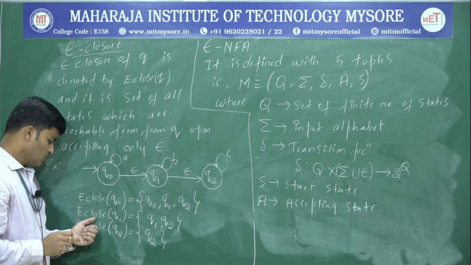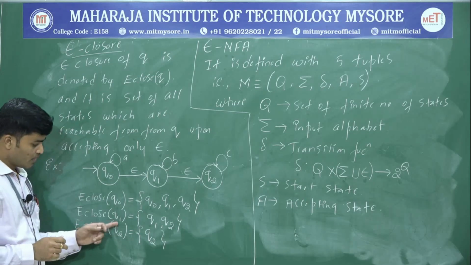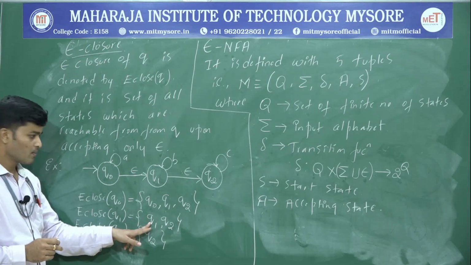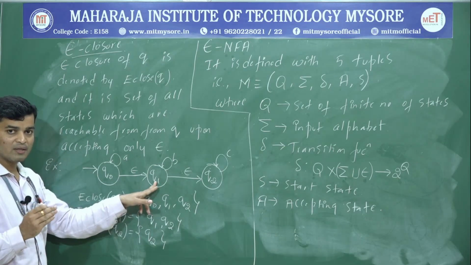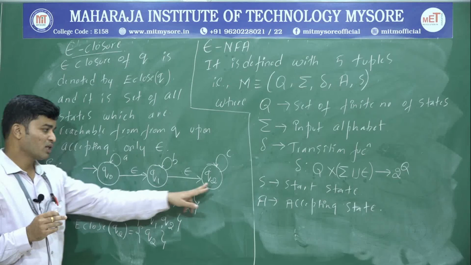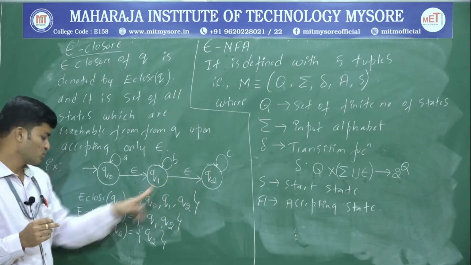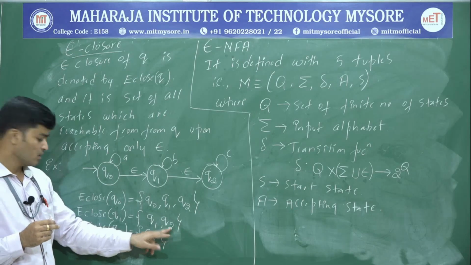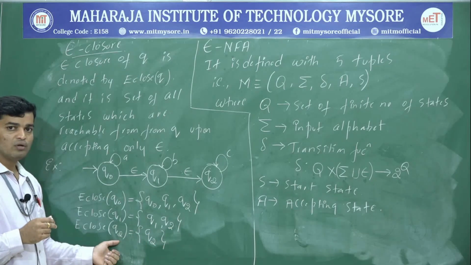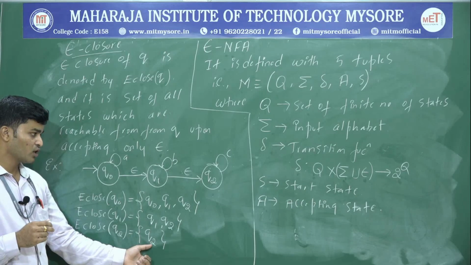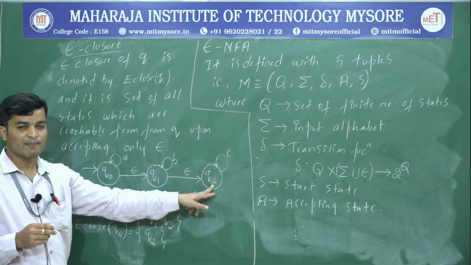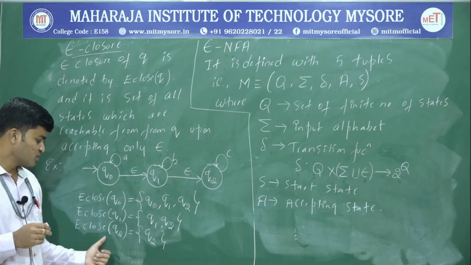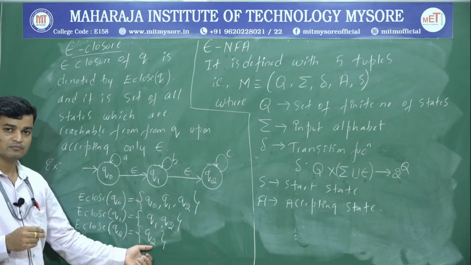Okay. In the same way, what is E closure of Q1? E closure of Q1, by default I will get Q1. Now if you are in Q1, I can reach Q2 just by accepting epsilon. Therefore, E closure of Q1 is Q1, Q2. What is E closure of Q2? E closure of Q2 by default is Q2. Just check, is there any epsilon transition from Q2? No, just close that bracket. Therefore, E closure of Q2 is just Q2.